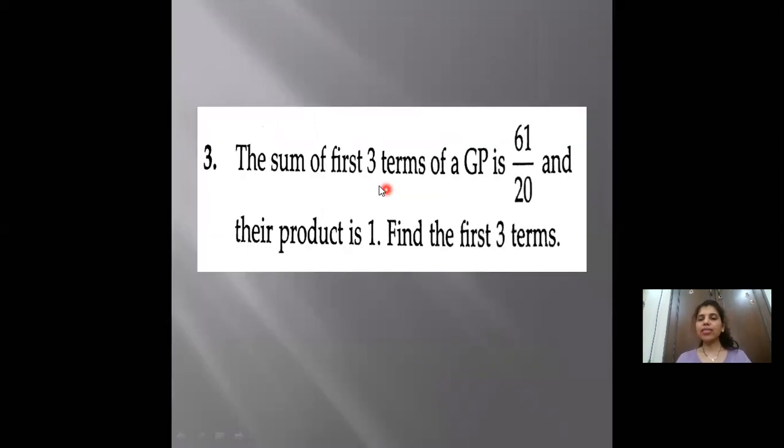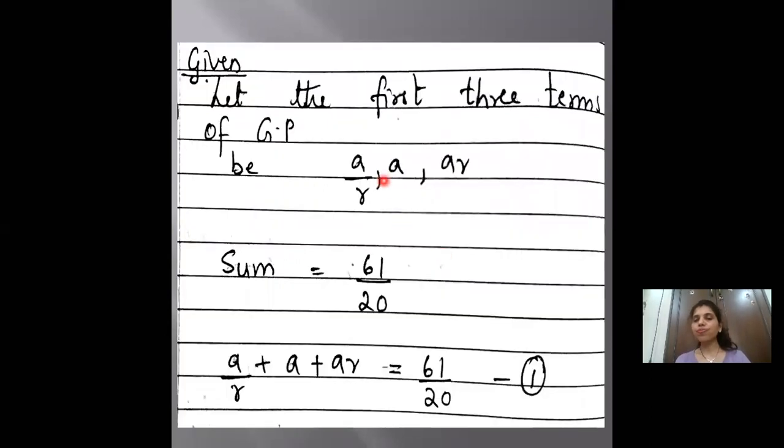Now we go to the next question. The next question says: the sum of the first 3 terms of a GP is 61 upon 20 and the product is 1. Find the first 3 terms. So that means we have got the sum and we have also got the product and we have to find the 3 terms. So whenever such a problem comes where the 3 terms are unknown and the value of A and R is not known, you assume 3 terms as I have told you.